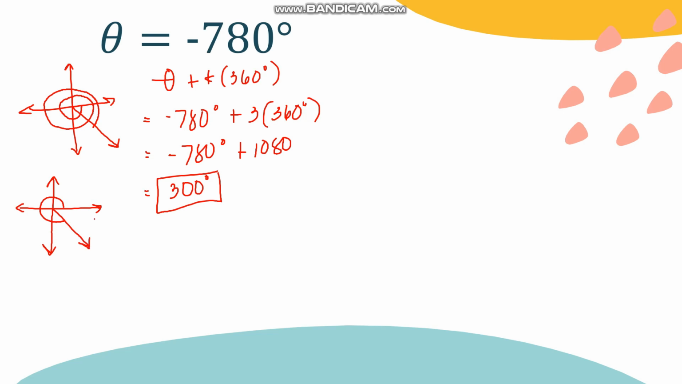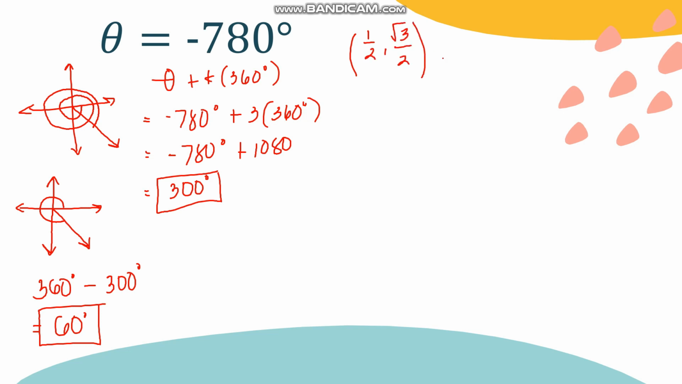Okay, now that we already have the coterminal angle, we can now identify the reference angle. Since it's on the fourth quadrant, it's 360 minus the angle, which is 300. Therefore, the reference angle of negative 780 degrees is 60 degrees. So we will be using now the trigonometric point of 60 degrees in order for us to identify the trigonometric functions of the given theta. Since this is 60, the trigonometric point should be 1/2 and square root of 3 over 2.